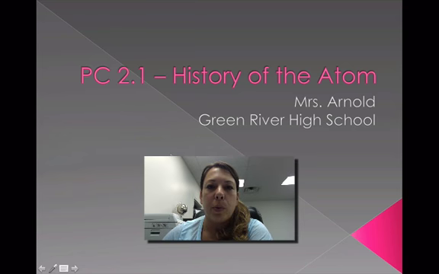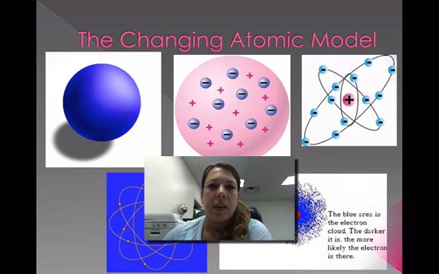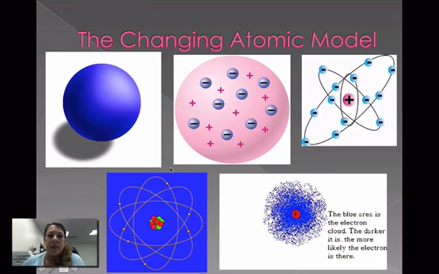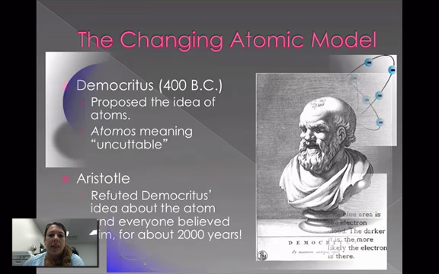This is podcast 2.1, and we're going to talk about the history of the atom and atomic theory. We have had lots of different models of the atom throughout the years. You can see this is Democritus and Dalton, what they thought the atom looked like, all the way to what we have now as our picture of what we think an atom looks like.